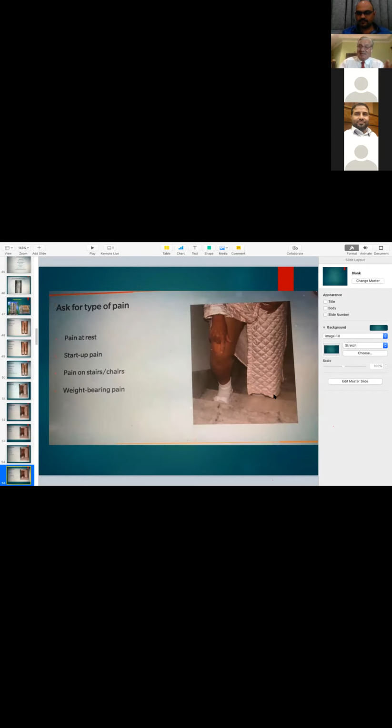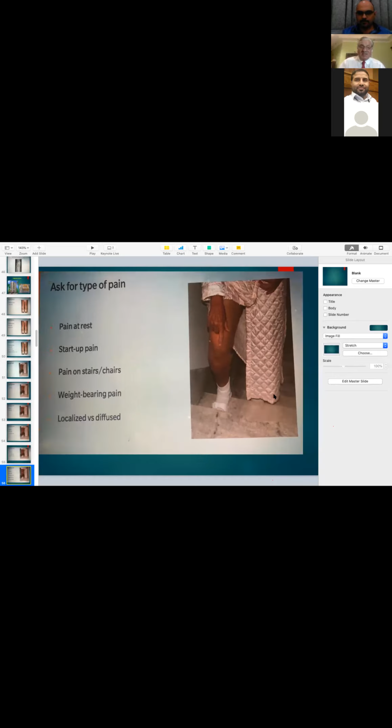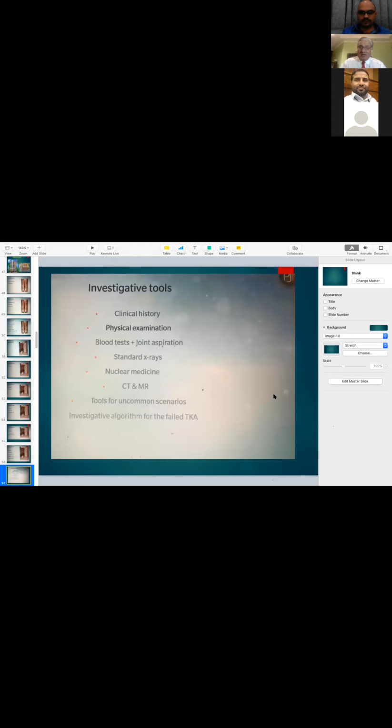If the pain is coming from this movement, is it weight-bearing pain or non-weight-bearing pain? If there is weight-bearing pain, you concentrate on the alignment, ligament, patellar ligament, quadriceps. And then, is the pain localized to the knee or diffused? So you need to know where to concentrate in your examination. This is regarding the history of the pain, the type of the pain, and when the pain starts.